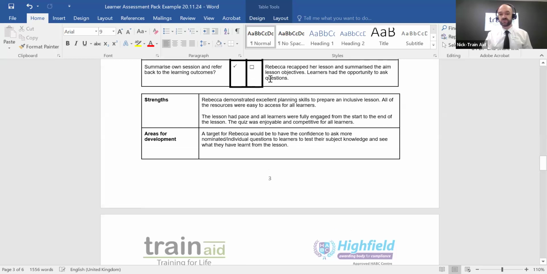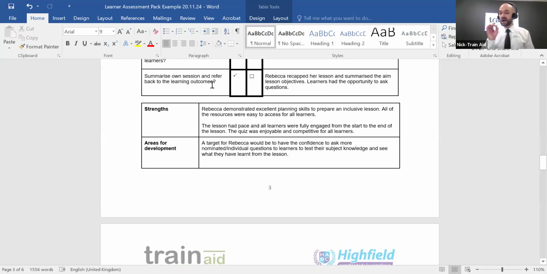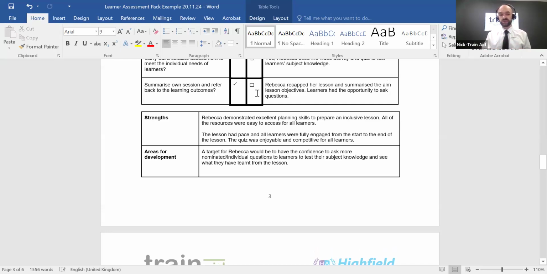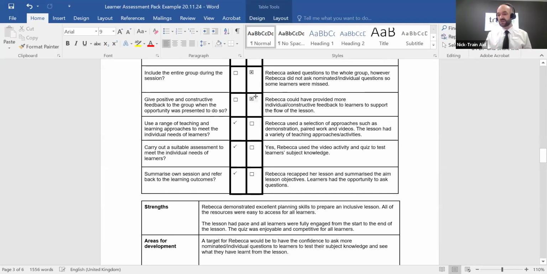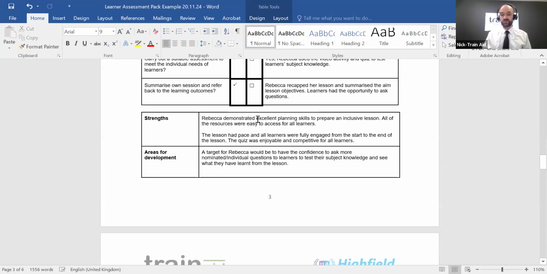And in terms of the summary, I have highlighted that Rebecca recapped her lesson and summarized the overall aim and objective of the lesson, and learners had the opportunity to ask questions at the end of the 15-minute micro teach. So all in all, this has been a good lesson with just a few areas for development there. So obviously I've highlighted those 2 as sections that Rebecca could improve upon.